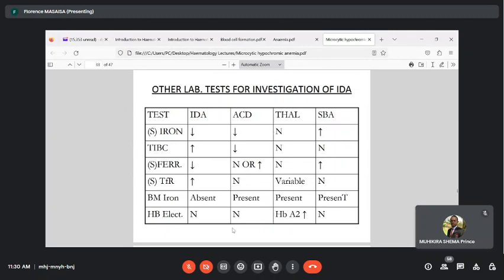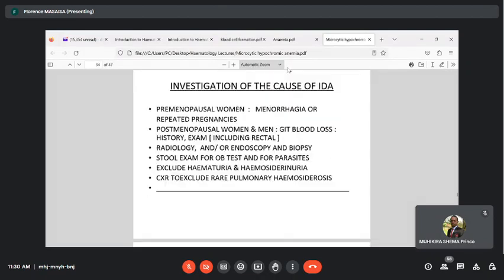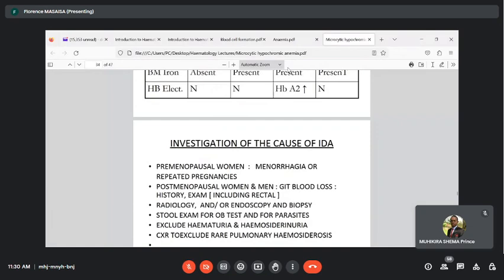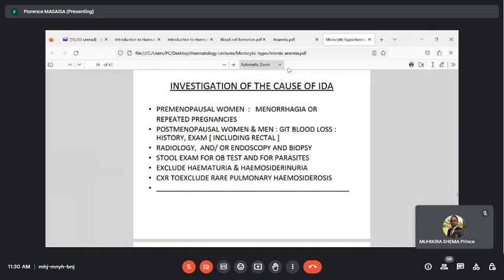So transferrin will be increased in case of iron deficiency, normal in case of chronic disease, variable in thalassemia, and normal in case of sideroblastic anemia. Then you go for bone marrow iron and so on. That is more detail. Then when you find your patient with iron deficiency, again, go deep and find the cause. And when you are treating the patient, you have to address the causes.